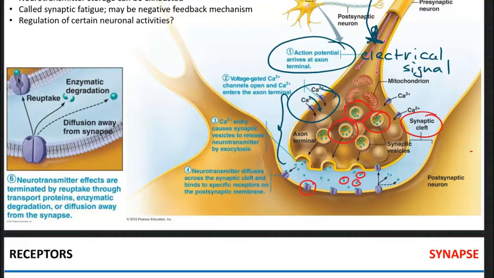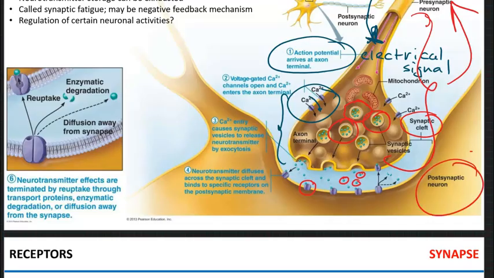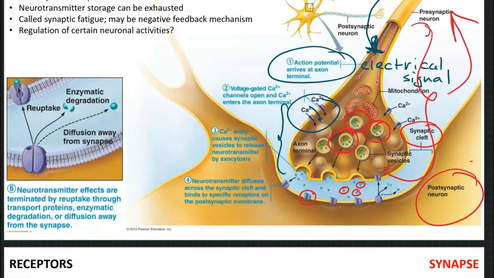So this neuron, this one is presynaptic, before synapse. And this neuron is postsynaptic, after synapse. That's not the end of the story.